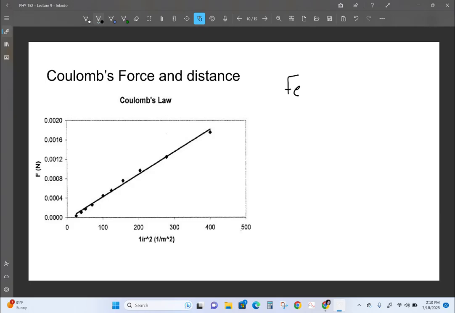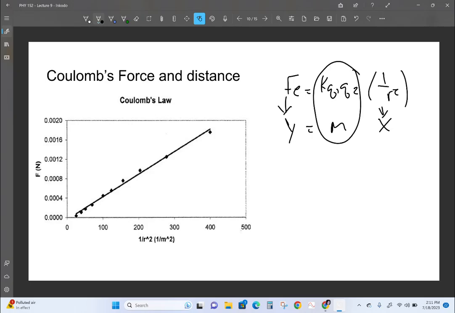So Fe equals k q1 q2 times 1 over r squared. This is y equals mx, right? So this is on the x-axis, this is on the y-axis, and the slope would be equal to whatever the coefficient is, that unit, times whatever the charges are that you're looking at.